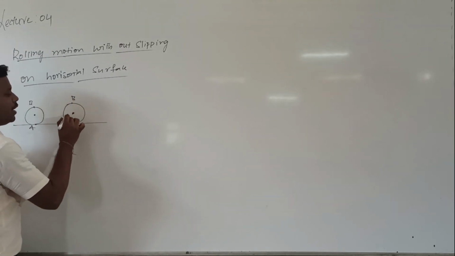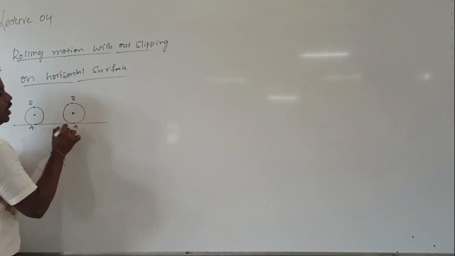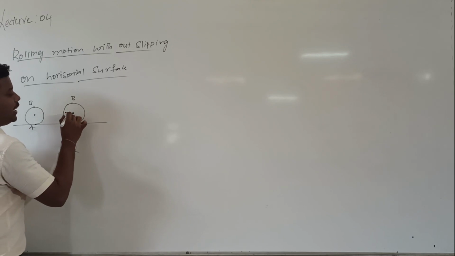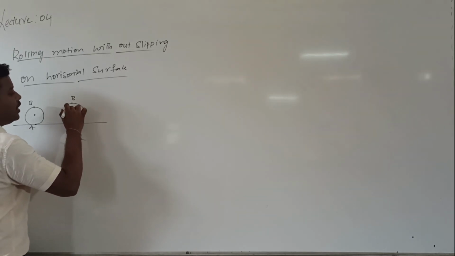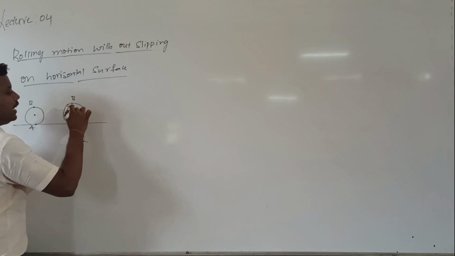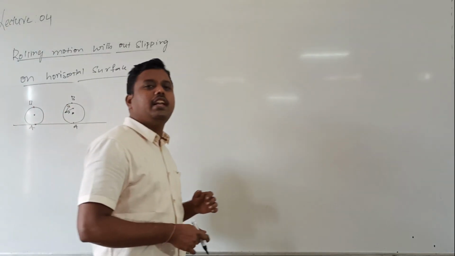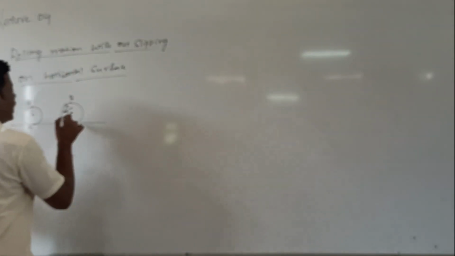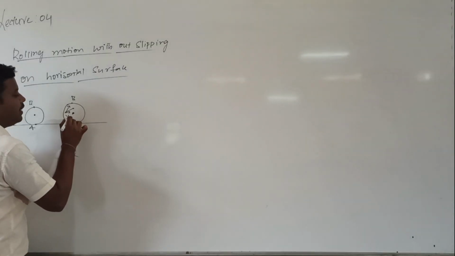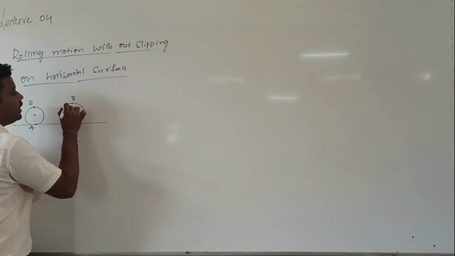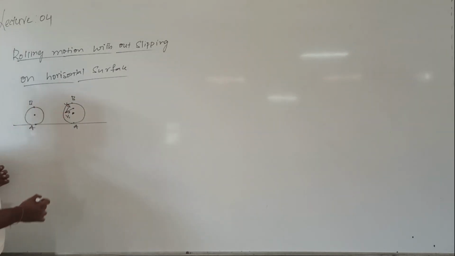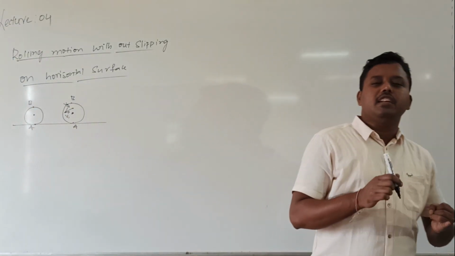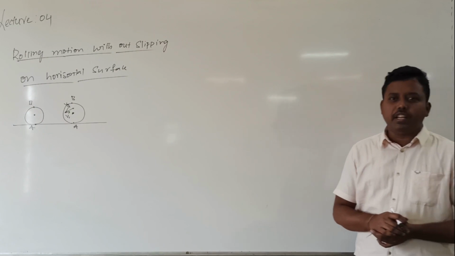If I consider any other particle of this rolling rigid body, then the particle will have two velocities. One is the velocity due to linear motion, and the other is the velocity due to rotational motion. Then we can calculate the resultant velocity. The translation motion velocity can be called V1, and the rotational motion velocity can be called V2. At any point, we will have two components of velocity, translation and rotational.